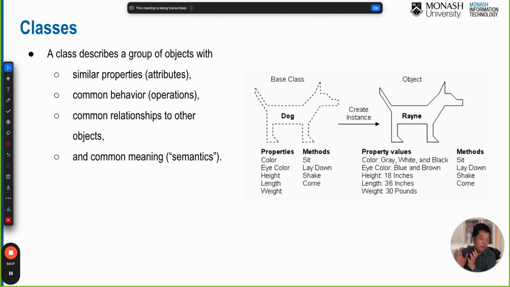But there are some common properties, common methods, okay? And the concept of the dog here is called a class, all right? Does it make sense? The concept of the object is called a class, but when we create from the class, it becomes an object, okay? Does it make sense, everyone?